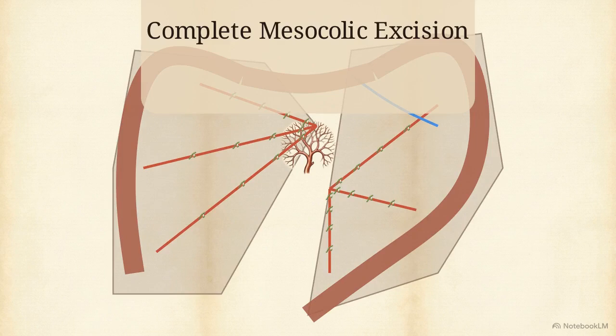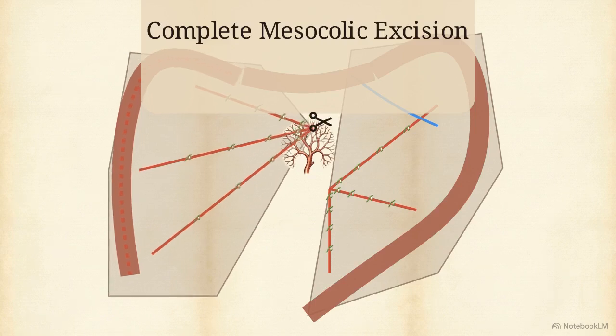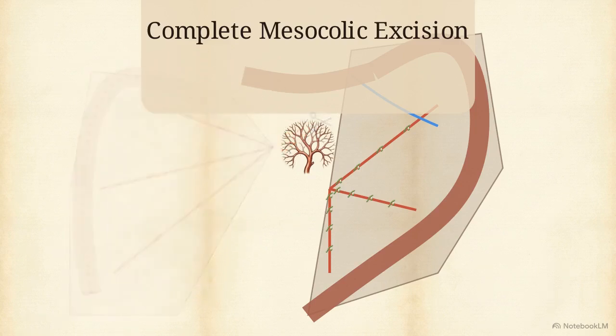For a right hemicolectomy, the dissection plane isolates the right colon and its mesentery. The critical maneuver is a high tie, flush ligation of the ileocolic and right colic arteries, directly at their origin from the superior mesenteric artery.